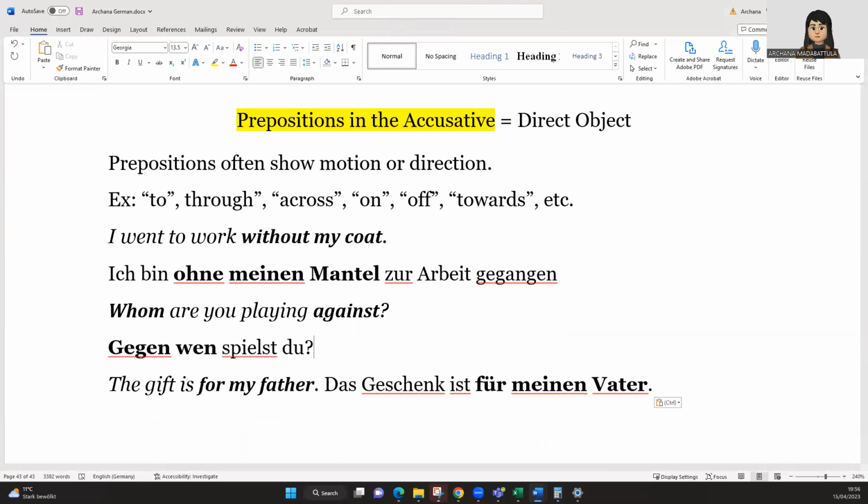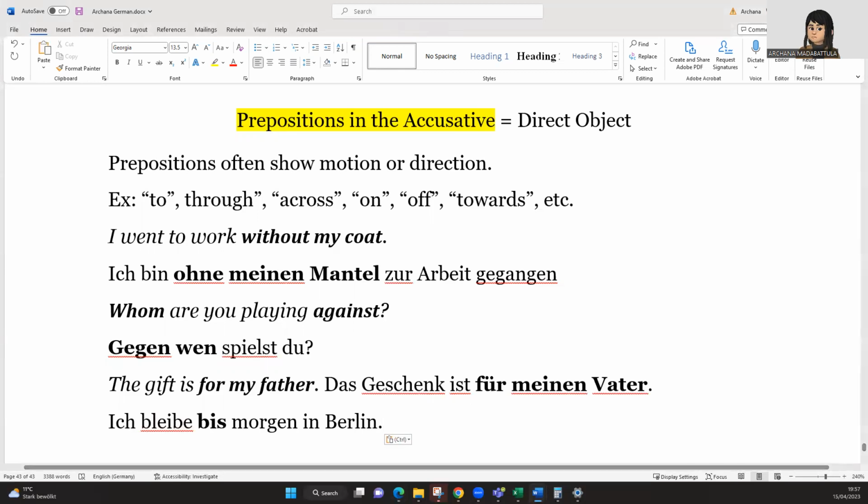Some of the very common prepositions in the accusative form: bis, which is something like until. I'm staying in Berlin until tomorrow. Ich bleibe bis morgen in Berlin.